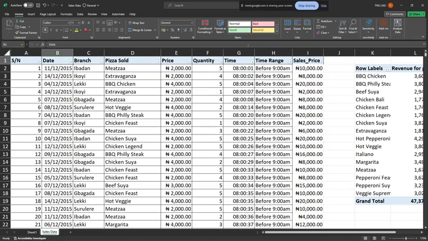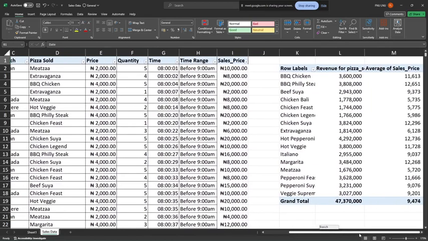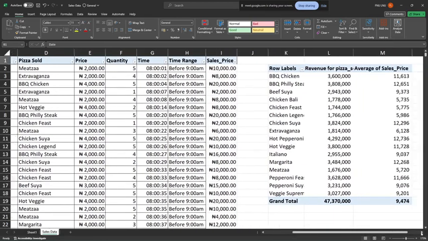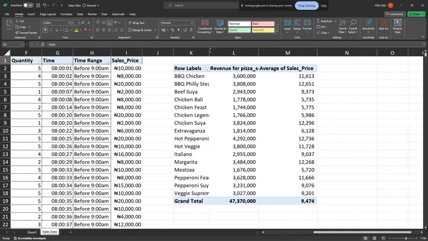So this is the data, the whole data. I don't want to be explaining the data for us. But now I was able to create a pivot. I want you to see something. Look at this pivot. This pivot is showing something.